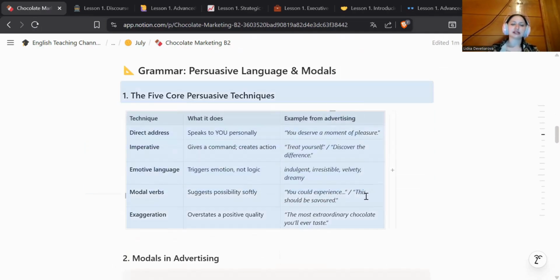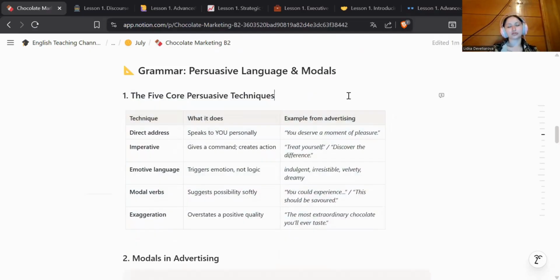Here I have a little table about the 5 core persuasive techniques. The first one is a direct address. When we speak to you personally, when we say that you deserve a moment of pleasure, yeah? For example, you are a mom of 5 kids, you're all exhausted, you're all tired, and I want to sell you a face mask, and I'll tell you that you deserve a moment of pleasure, right?